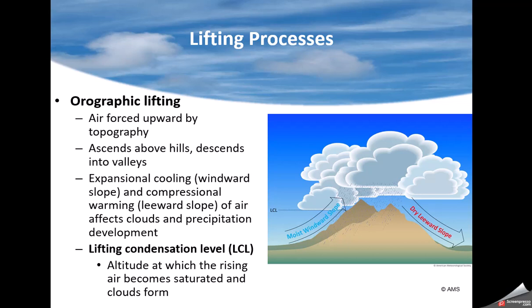All of that causes air parcels to rise. Once an air parcel reaches a level where it becomes saturated, that's called the lifting condensation level. And at that level, clouds will begin to form. And where the clouds begin to form, temperatures change. You might get unstable air. You might not, but you might.